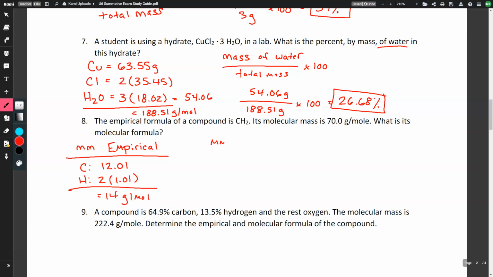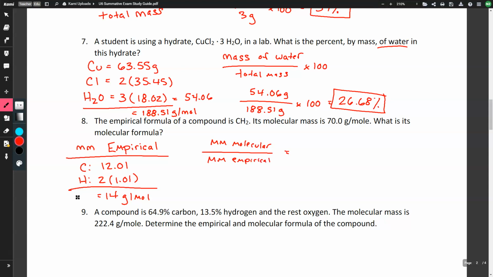So we're going to do the molar mass of the empirical over the molar mass of the molecular. So the empirical, wait a minute, I have that backwards. I do that every time. Okay, it's the molar mass of the molecular over the empirical. It's always the bigger number on top.